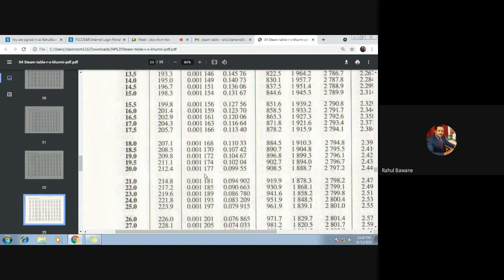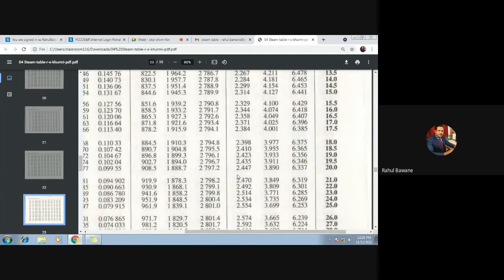This is the first volume value, that is Vf, 0.001177. The second, Vg, 0.09955. Next is HF 908.5, then HFG 1888.7, HG 2797.2, then SF entropy 2.447, SFG 3.890 and SG 6.337. Again a pressure column is there.